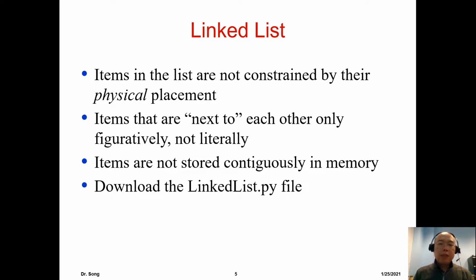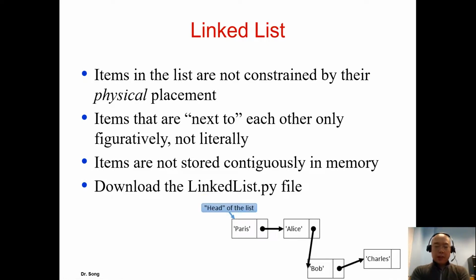So each node has only 2 fields. One is the field holding a value, and the second part is a reference we point to the next node. Okay, that is called a next reference. I'm going to give you a linked_list.py, and you can take a look at the full implementation. Okay, and this is an example.